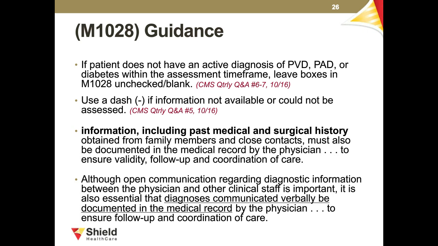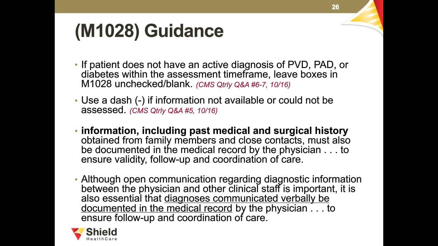So information including past medical and surgical history needs to be obtained from family members, close contacts, and the patient. For home health, this is our clinicians' responsibility when they're doing the assessment: to collect as much data as possible, and then, where necessary, confirm or verify the data with the physician to make sure we are capturing those situations that are potential risk for developing pressure ulcers. And although open communication regarding diagnostic information between the physician and the clinician is important, it's also essential that any diagnosis communicated verbally is documented in the medical record.